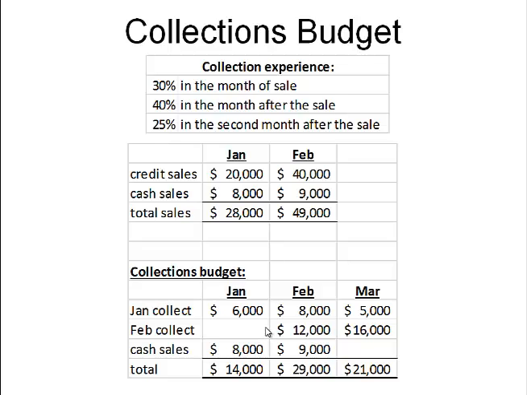If this was the first month of service, we could add this up and we would expect $14,000 to come in January and $29,000 to come in February. Can't do this column till we know March sales. If there had been prior sales, if there were sales in December, we might be collecting in January and February from the December activity. But since we're not giving any December activity here, we'll just assume these are the only sales that we need to budget for.